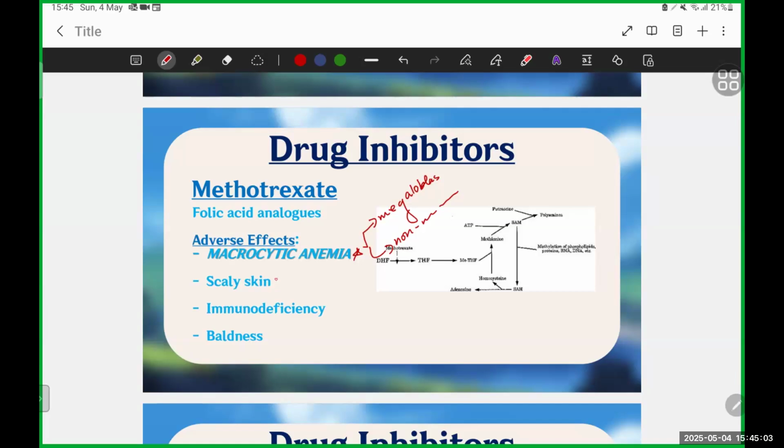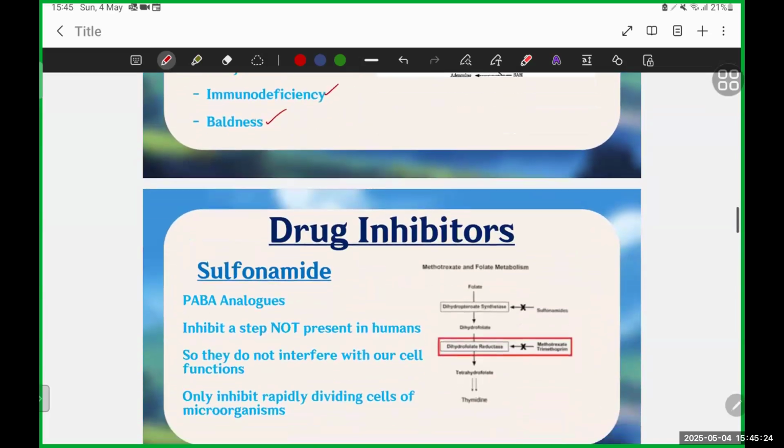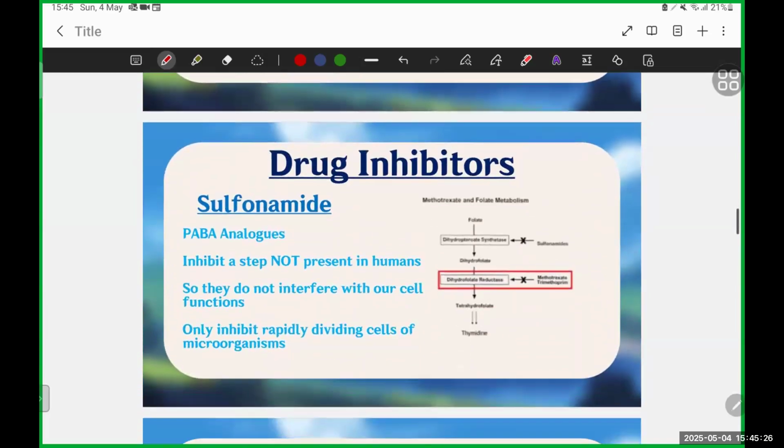You have scaly skin, you have immunodeficiency because your own cells are being destroyed too, right? And you have baldness. You have all of these because methotrexate affects any rapidly dividing cell. That's why you have baldness, immunodeficiency, anemia, and scaly skin, because all of these basically rapidly divide.